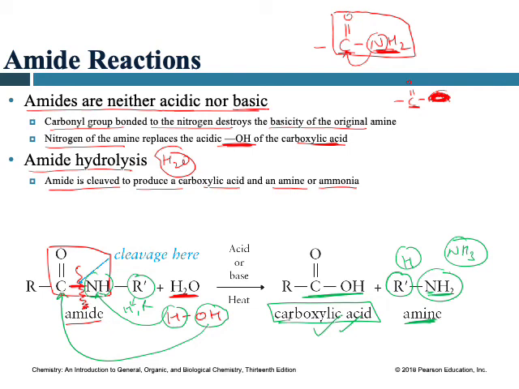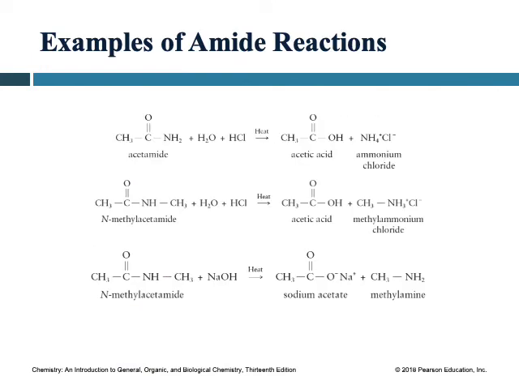Okay, so remember this thing. During amide hydrolysis, in the presence of water, you're going to get two products. One will always be a carboxylic acid. The second one might be an amine or ammonia, and you always break this amide bond. Let's do some more examples.